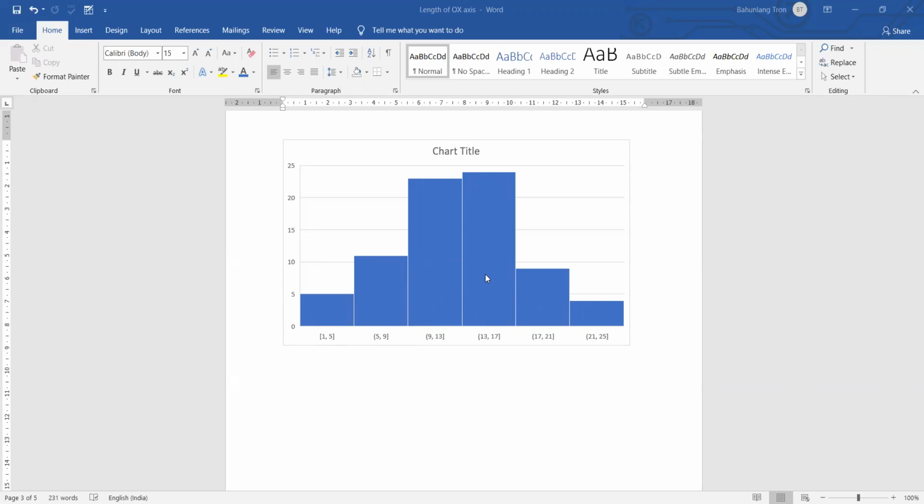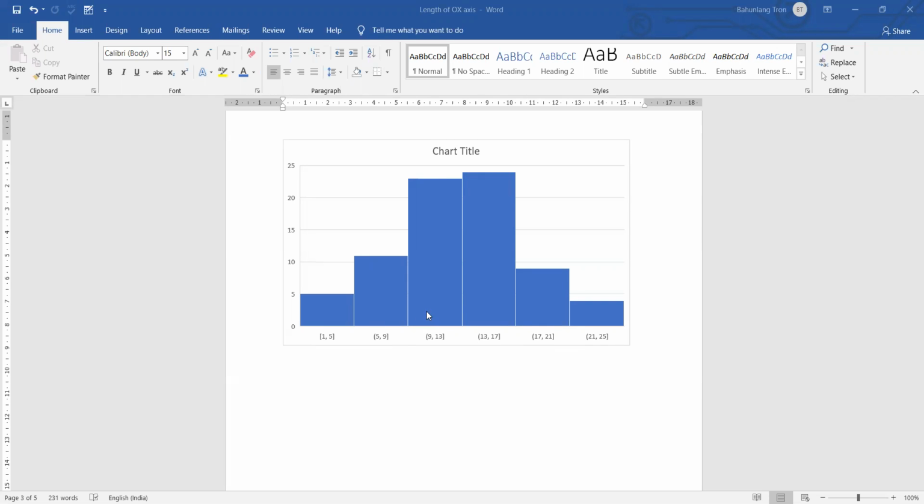This is so because of the class intervals. When you look here, 1 and 5, the lowest score is 1 and the highest is 5. Next, in the second one, you have 5 to 9, then 9 to 13, 13 to 17, 17 to 21, 21 to 25. You will see the repetition of the upper score, which becomes the lower score of the next interval. The highest score here, 9, becomes the lowest score of the next interval. So this goes on.